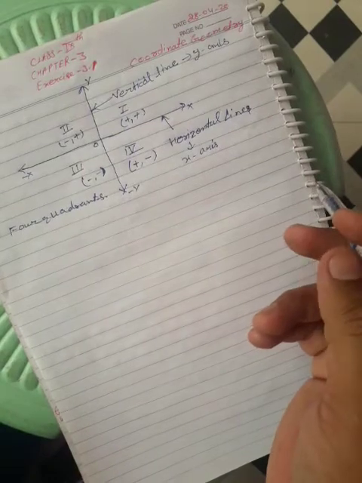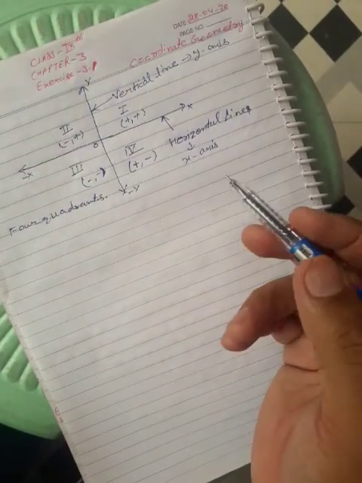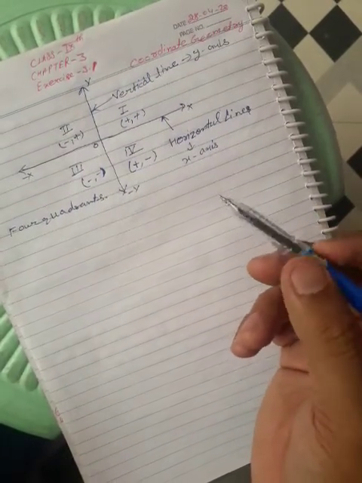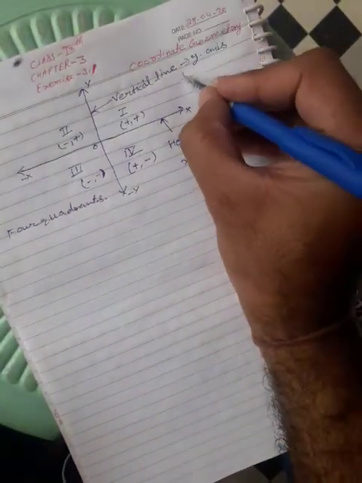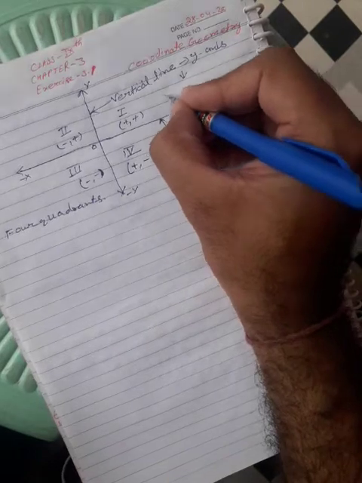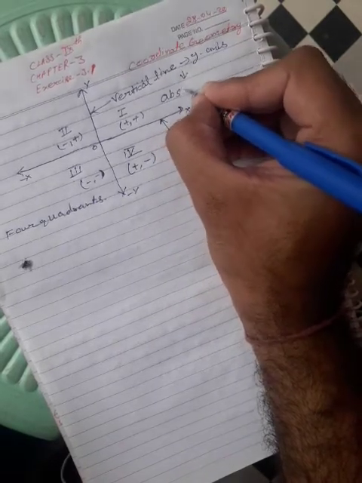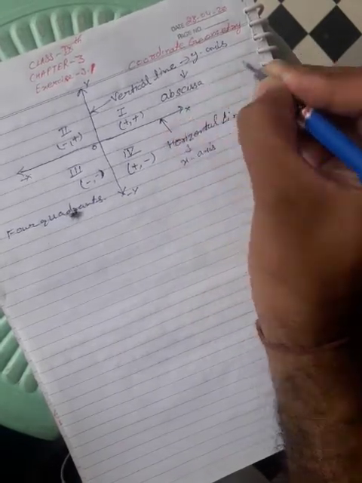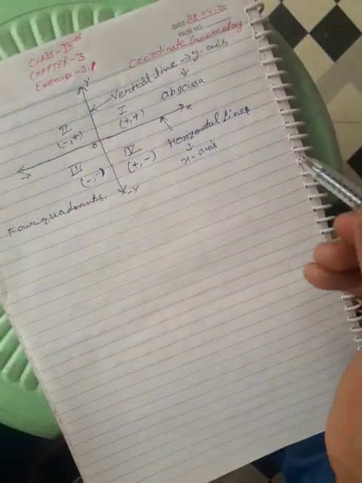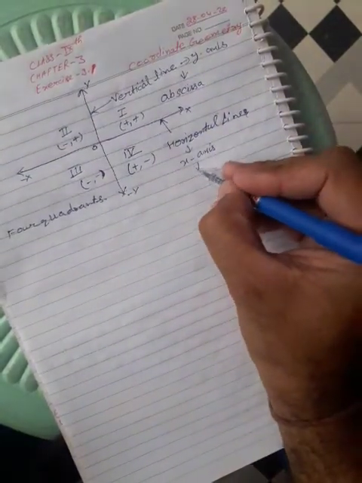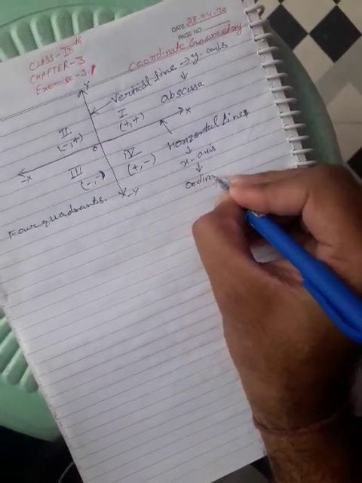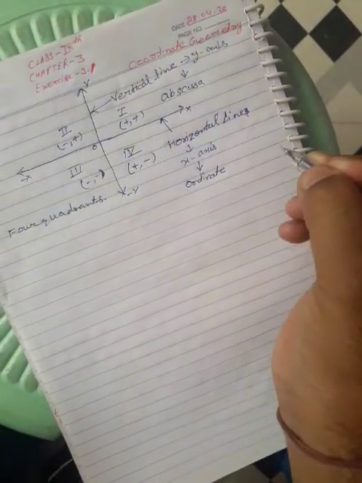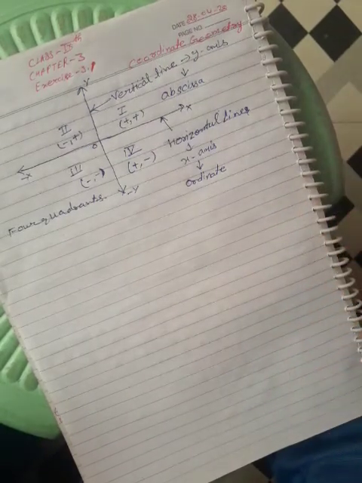The perpendicular distance of a point from the y-axis is called the abscissa. We call it the abscissa, and we can also say x-coordinate. And the y-coordinate we can call the ordinate. Ordinate. Okay.